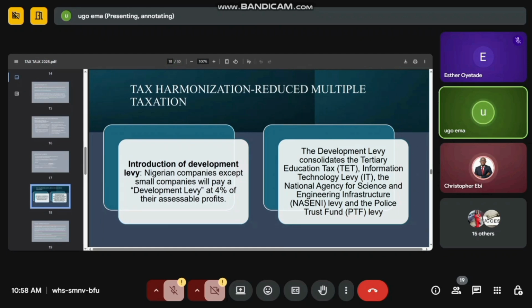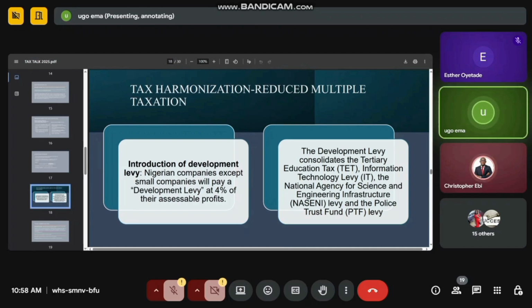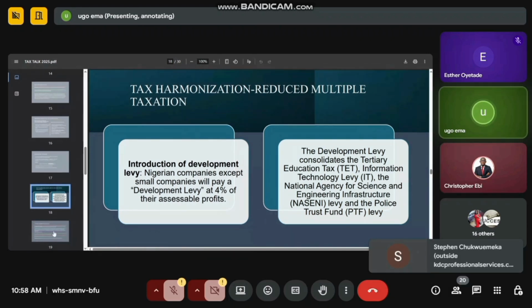But with this new tax act, it is trying to harmonize all these additional levies into what we call the development levy. So for now, that development levy is at 4% of their assessable profit. So after paying your company income tax, you now pay a single development levy of 4%, which also tries to reduce so many complexities with all these additional levies that used to be in place. There you have it. I believe by now you already understand the key changes of the company income tax under the new Nigerian tax law.